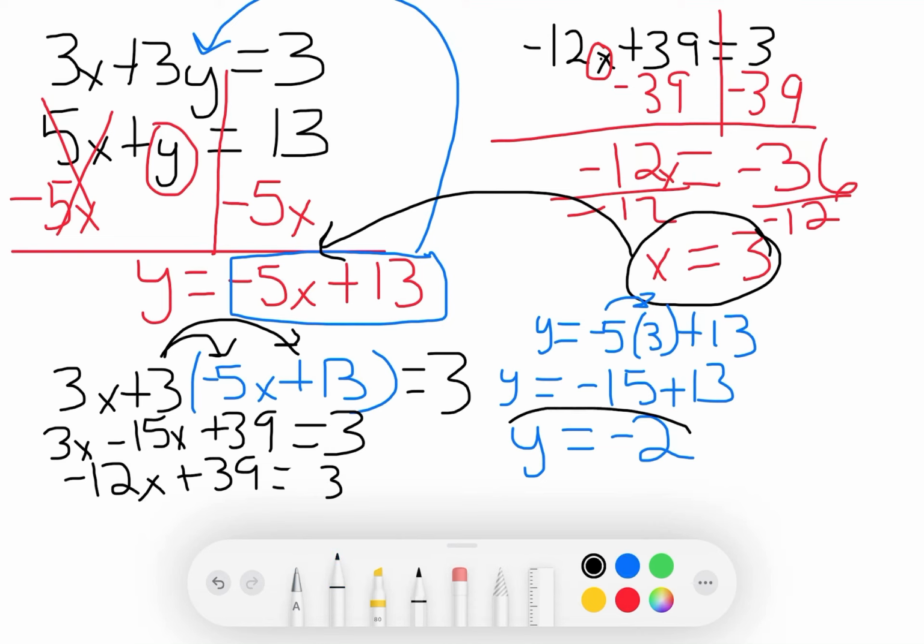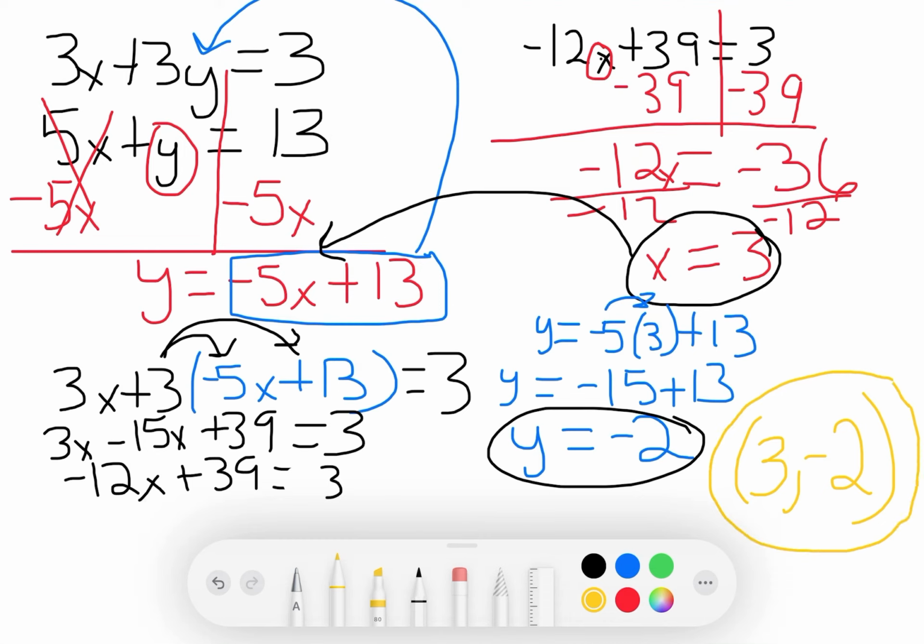So now I have both of my variables, and in order for me to say that this problem is complete, I must put them in an ordered pair, and that ordered pair would be 3, negative 2. Now I am complete, and I have found the solution to this system.